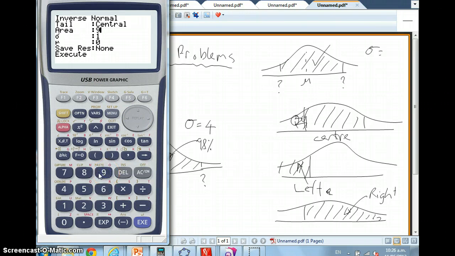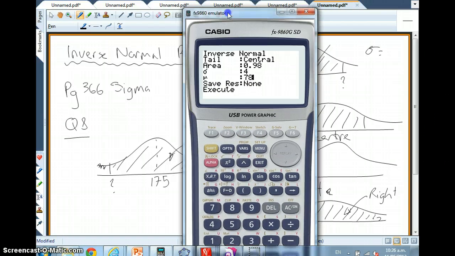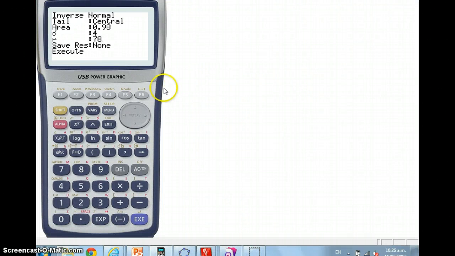Area is 98. I'm not sure if it'll let you put 98; I think you have to put in 0.98. But try and find out. Standard deviation is 4, and the mean is 175. And execute. So those are my two lower and upper values.